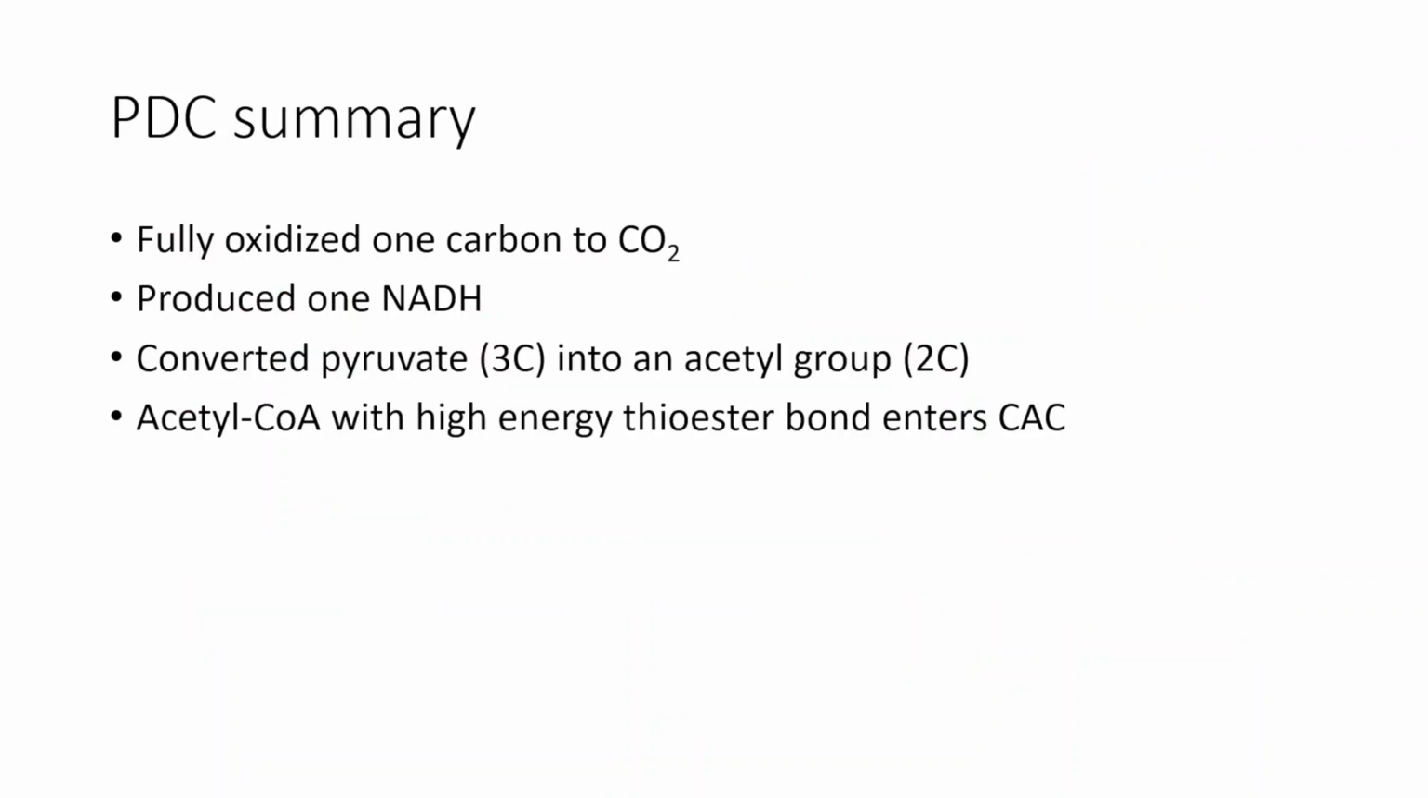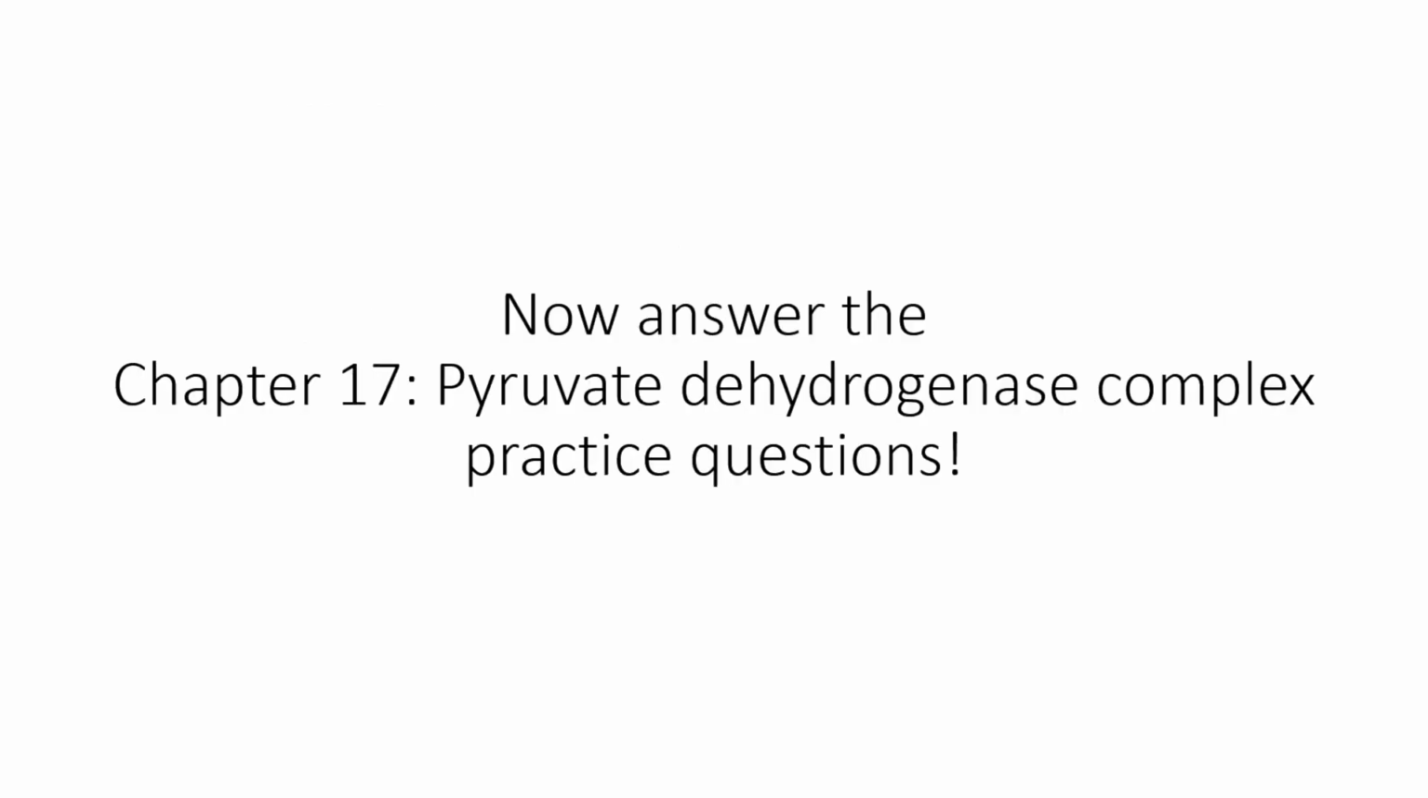As a summary in words, this basically says what was shown in pictures on that previous slide. For each 1 pyruvate molecule, 1 carbon is fully oxidized to CO2, 1 NADH is produced, and the pyruvate molecule is converted into 1 acetyl group, going from 3 to 2 carbons because we lost that 3rd carbon as CO2. Finally, our acetyl-CoA, which contains that nice high-energy thioester bond, is ready to enter the citric acid cycle. And remember that all of this is happening twice per glucose molecule. So with that, you should now have an understanding of the pyruvate dehydrogenase complex, and you are ready to answer the practice questions.